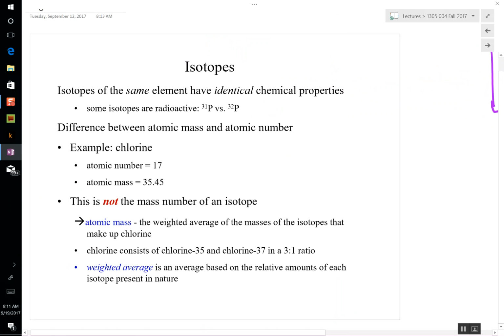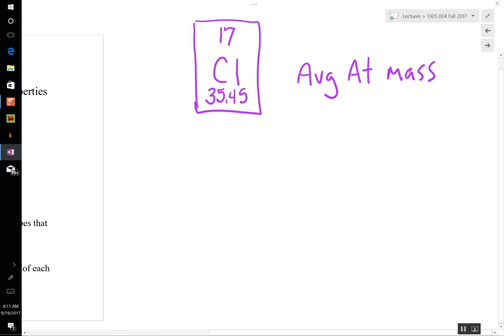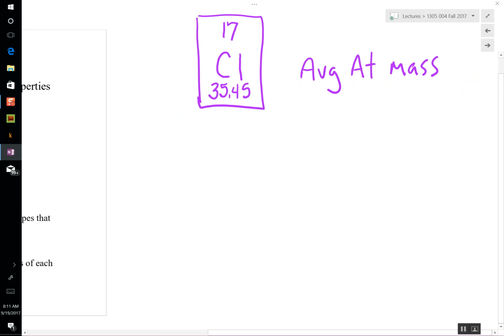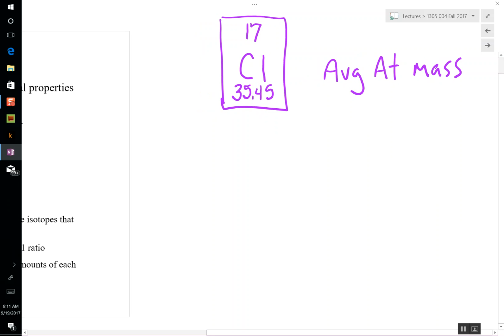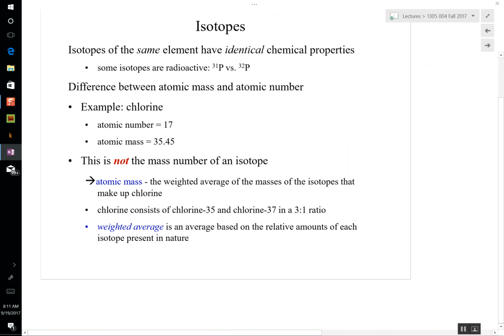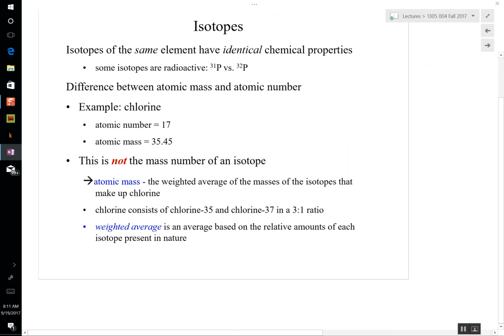All right, so to understand where that number comes from and how to calculate it, that's what we're going to do right now. Figure out how to calculate that number. You need to understand what isotopes are. Isotopes of the same element have identical chemical properties. They differ in atomic mass.